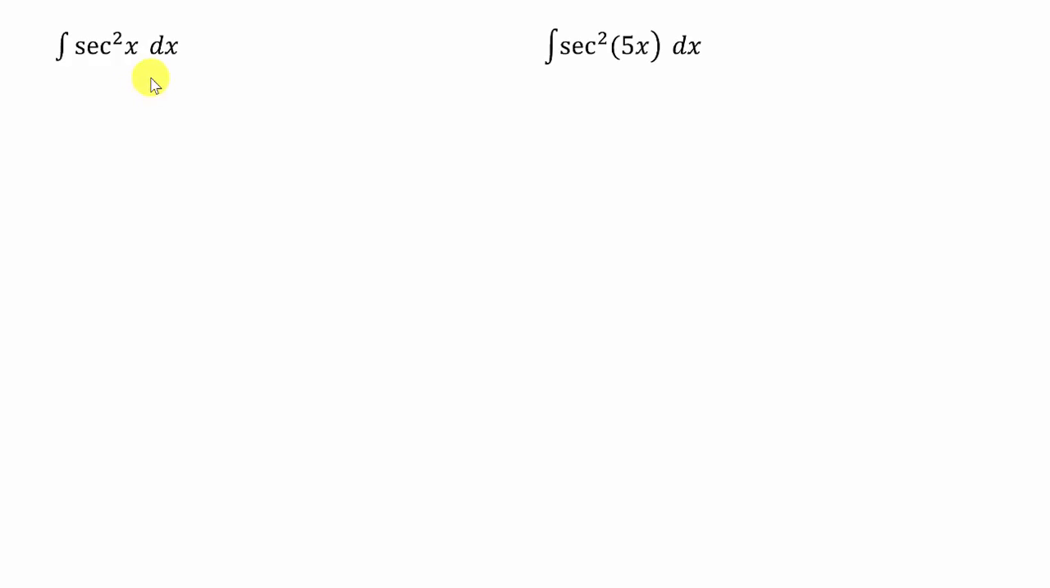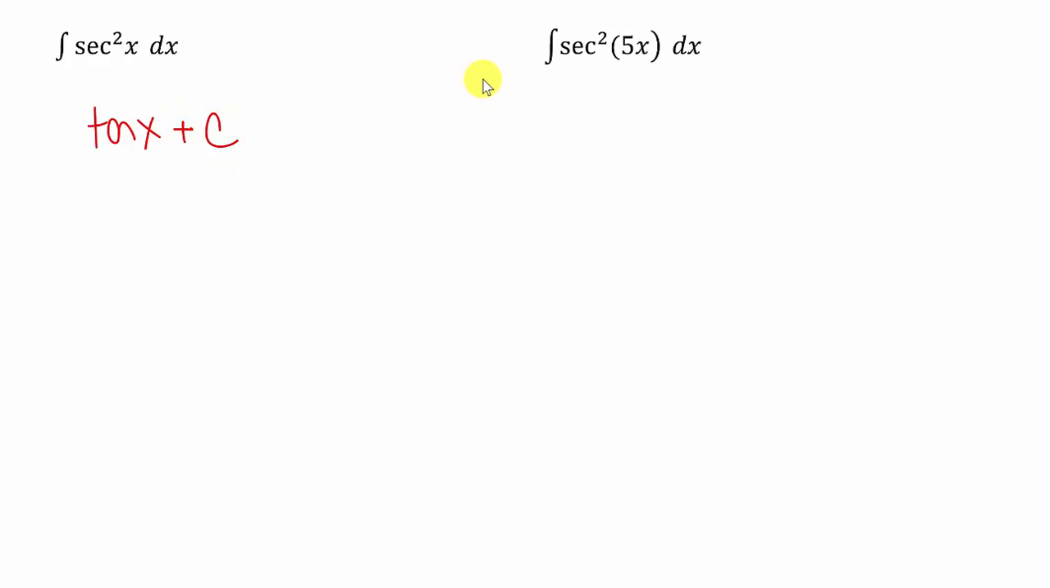All right, so I want you to take a minute and try this problem. Okay, so this one was pretty basic. It's what can I take the derivative of that gives me secant squared? And that's tangent. The derivative of tangent is secant squared, so the integral of secant squared is just tangent x, because I didn't have anything else going on inside, and plus c.